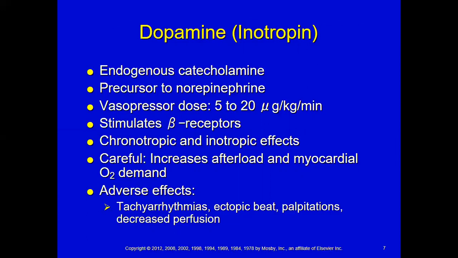All right, so if I've had a heart attack or if I've got a very unstable heart and I use dopamine, I'm going to have to watch out because it is going to increase my afterload. And if I increase afterload, I'm going to increase the oxygen demand of my heart, okay? So I have to be very careful when I give dopamine because I can give you an SVT, supraventricular tachycardia. I can give you some PVCs. The patient can talk about palpitations. And because my heart rate's gone up so much, I can get some decreased perfusion, okay?